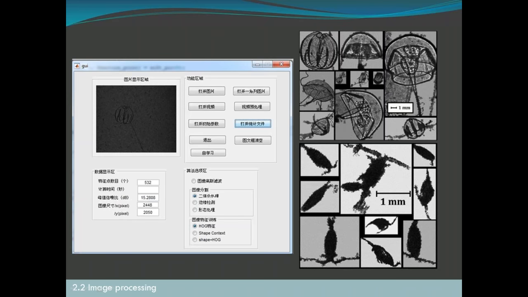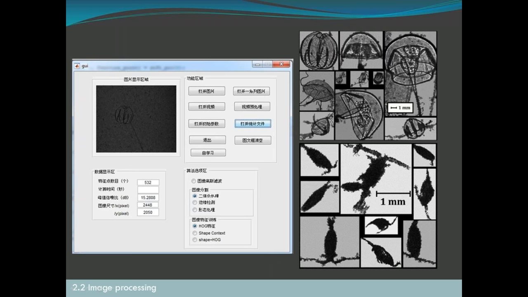This is an example showing the results from Chesapeake Bay. The upper panel images are all from the automated procedure result, cropped images of different kinds of hydromedusa. Then these are different kinds of copepods, and you can see some of them actually carrying egg mass. For example, this one is actually carrying egg mass.